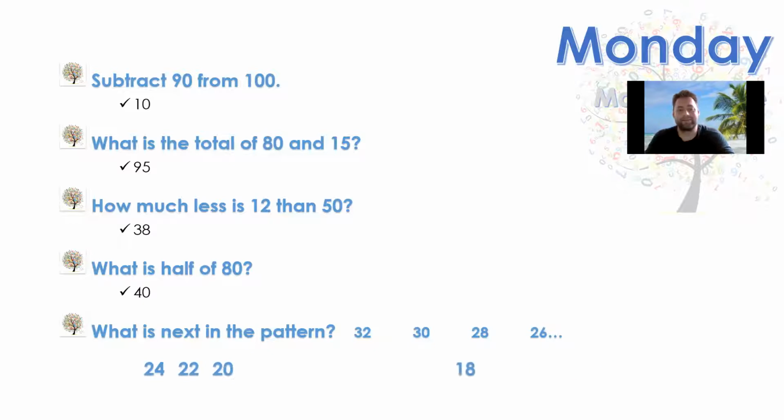So what is next in the pattern? We're actually giving you the start, but what's next? So we've got 32, 30, 28, 26, 24, 22, 20, 18, 16. What are the next numbers, do you think? And you can write them down. Okay, hopefully the numbers you came up with were 14, 12, 10, 8, 6, 4, 2, and then 0. Going down in twos.